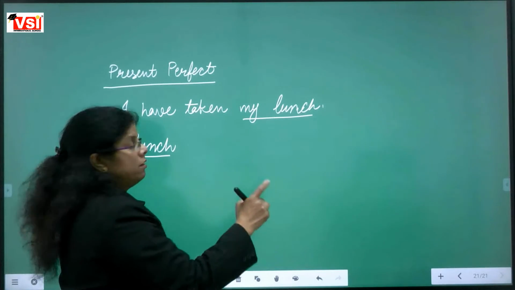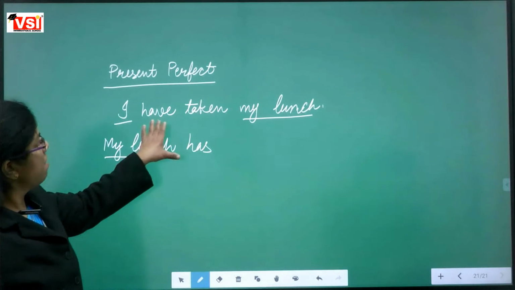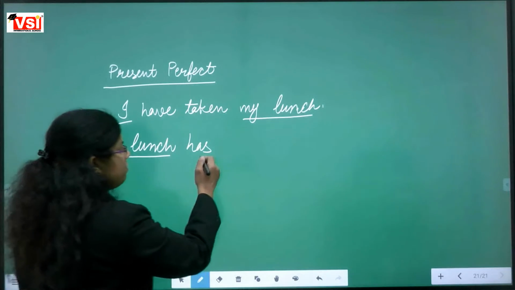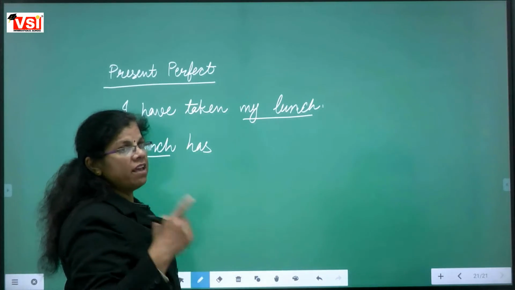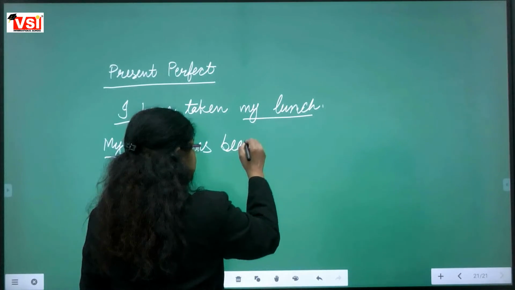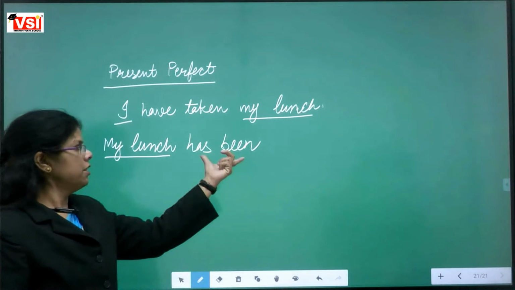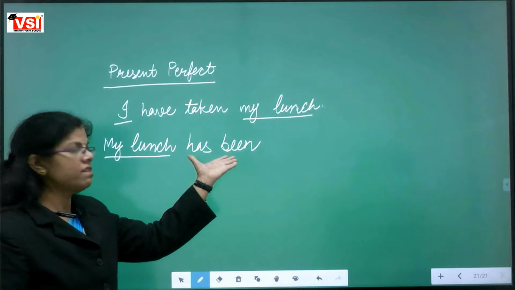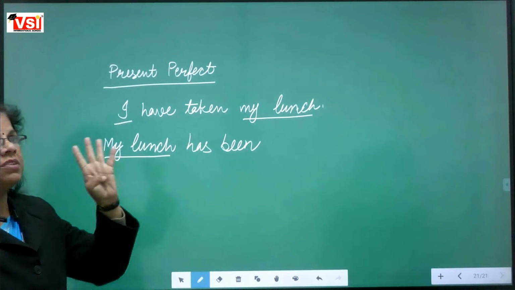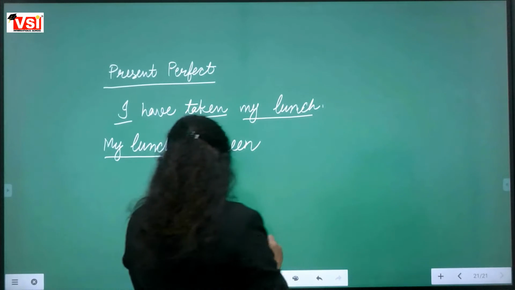a singular verb with it. What is the singular verb in present perfect? Has. Have is always used for plural. My lunch has. And what I told you before, has and have are changed into has been or have been. So that's why we are using been. This was the first rule, and second rule means we are using the be form. Now the third rule was verb third form, and we are already using the third form here. So taken will be taken only.